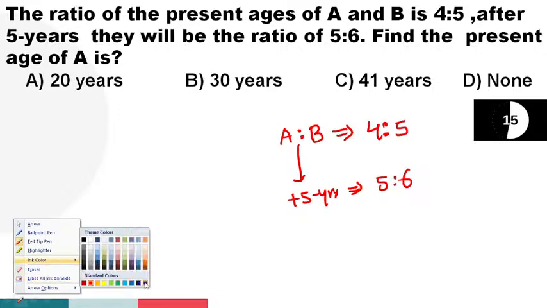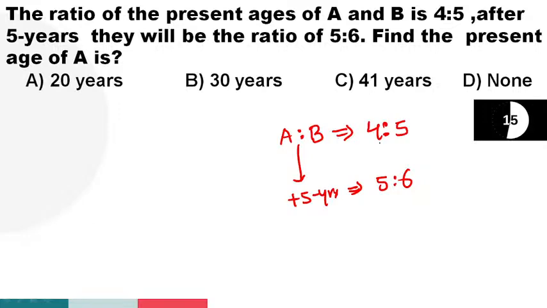So present A is how many parts, guys? Here 4 parts. Present A is how many parts? 4 parts. And after 5 years, A is how many parts, guys? Here 5 parts. We have to find out the present age of A. The ratio of the present ages of A and B is 4:5. After 5 years, they will be the ratio of 5:6. Find the present age of A.